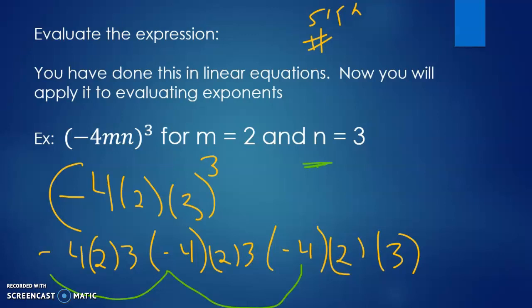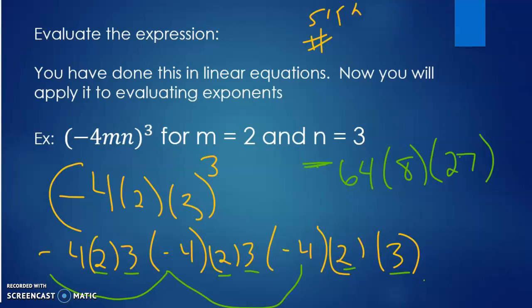Then I have 4 times 4 times 4, which is 64. And then I have 2 times 2, which is 4 times 2, which is 8. And then I have 3 times 3, which is 9 times 3, which is 27. And so that is 64 times 8 times 27. And therefore your final answer is 13,824. And this is what exponents do, is they grow quite rapidly.